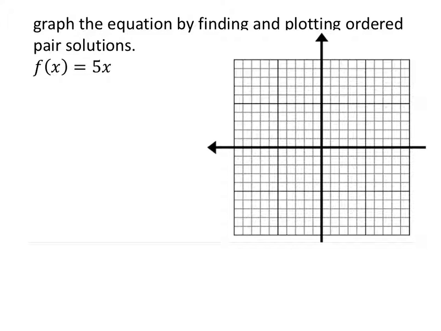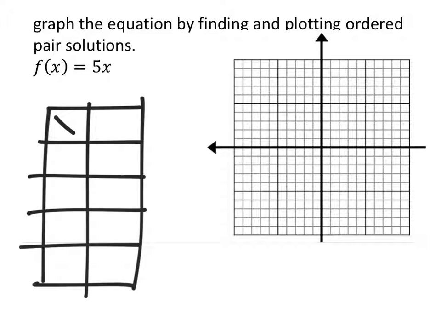the equation by finding and plotting ordered pair solutions. So we do need a table for this one. And in the table, we got our x and y values. F of x is just a fancy way of saying y. It's a function, and that's okay. Hopefully you guys know what functions are. If not, I think we go over them just a little bit.